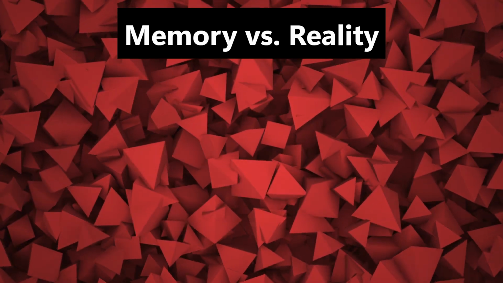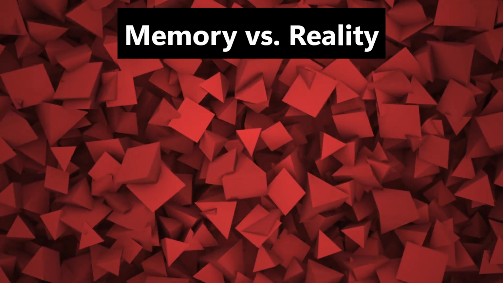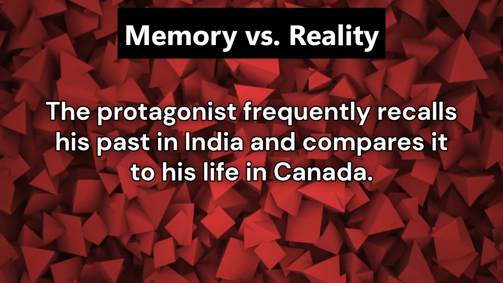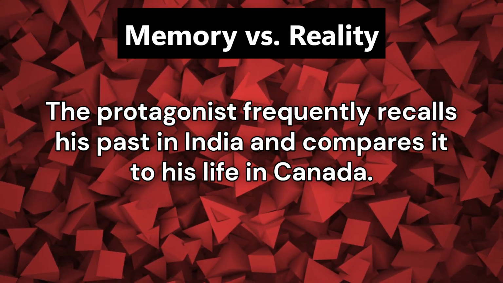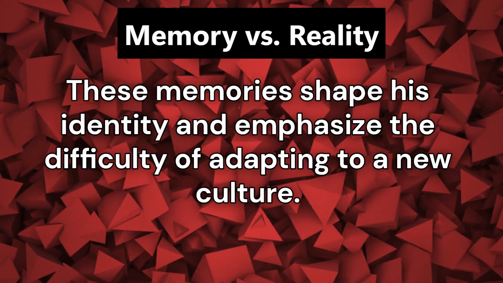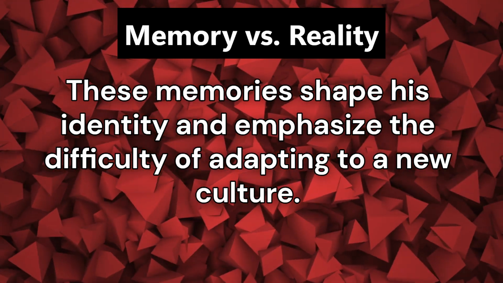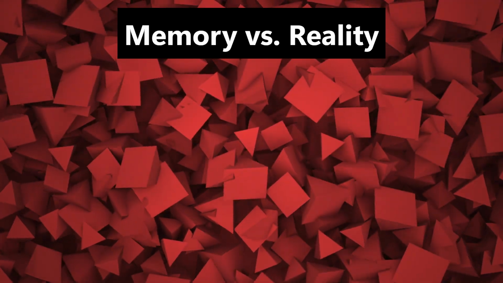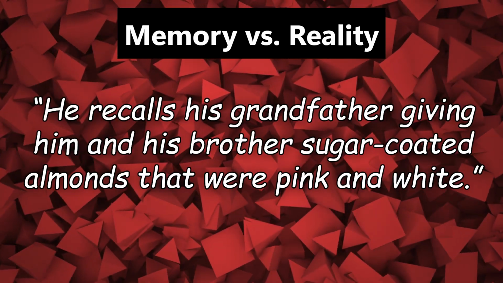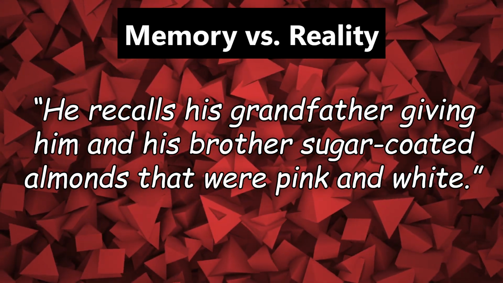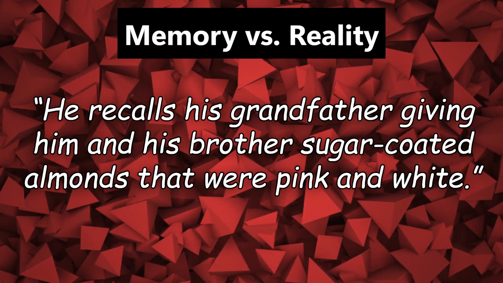Now, let's come to the first point: memory versus reality. The protagonist frequently recalls his past in India and compares it to his life in Canada. These memories shape his identity and emphasize the difficulty of adapting to a new culture. Now, to prove it, let's take a quote from the book. He recalls his grandfather giving him and his brother sugar-coated almonds that were pink and white.